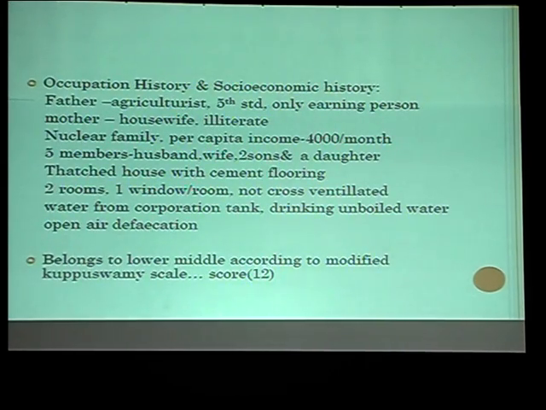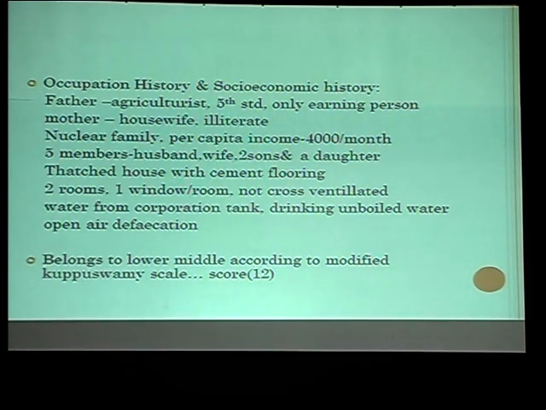Occupation and socio-economic history. Father is an agriculturist by occupation, has studied up to 5th standard, is the only earning person. Mother is a housewife, illiterate. She belongs to a nuclear family. Per capita income is 4,000 per month. There are 5 members in the family.